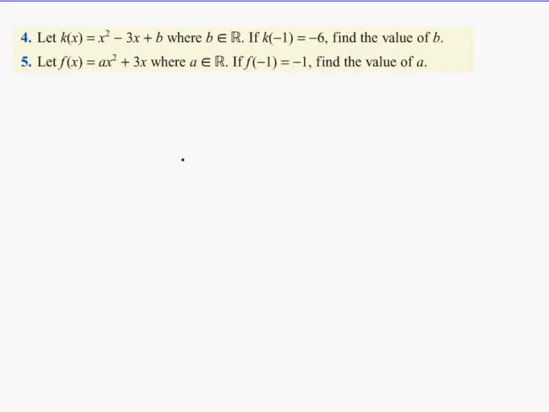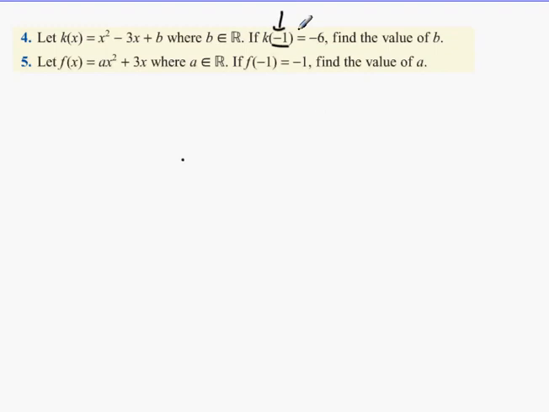What we have here, guys, is: let k of x be a function. k of minus 1 equals minus 6. Find the value of b. Now, lads, please remember, this is the input. Whichever number comes in the brackets beside k is the input.